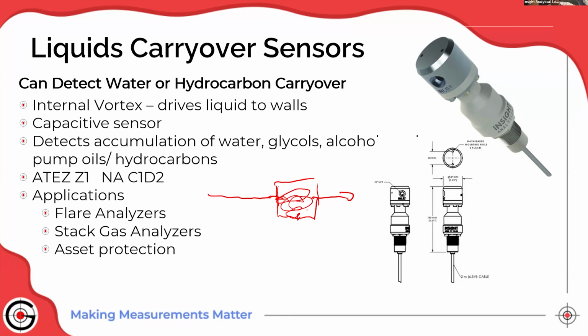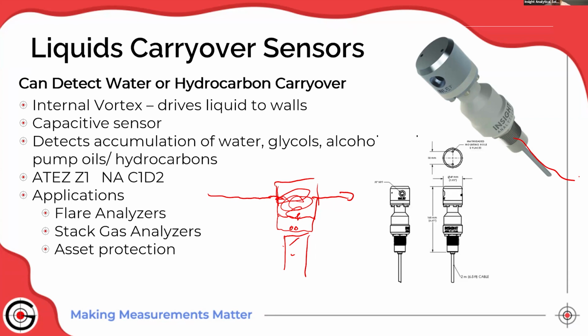The high velocity as it goes around the cyclone part pushes any entrained liquid droplets to the walls. Those drain down, and you end up with liquids forming in this little cup region down here. And underneath that cup region, we have, the wires that are coming out here, is a little sensor that basically detects if there's liquid in the cup.